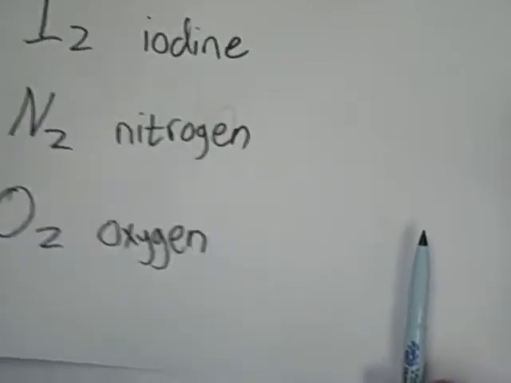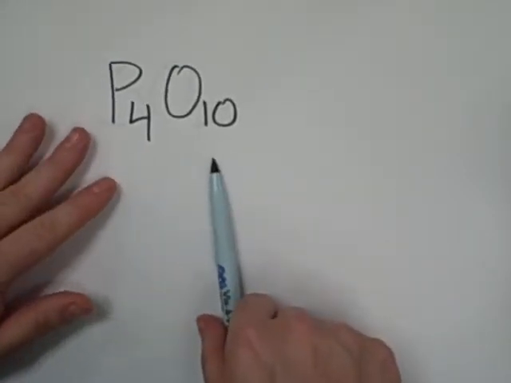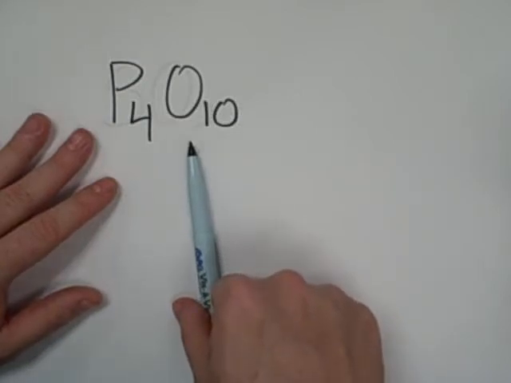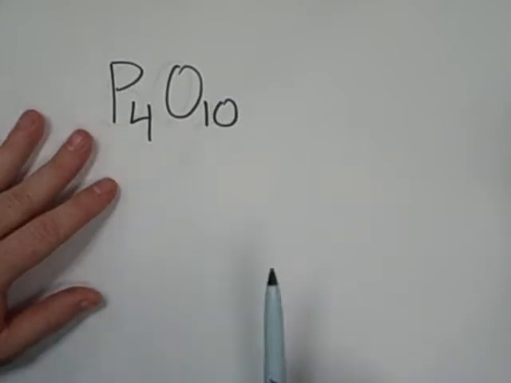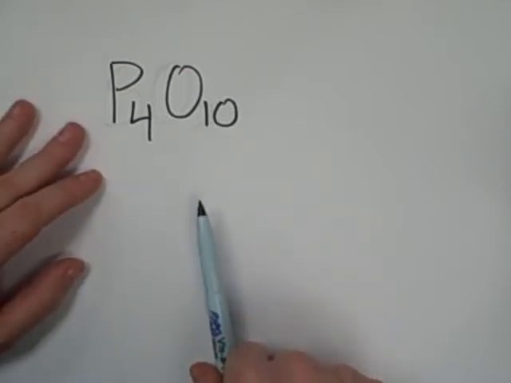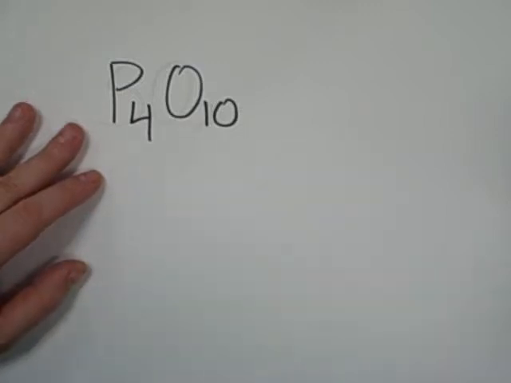Now the other type is called the binary covalent compound. The binary covalent compound is made up of 2 different non-metal elements. They have to be both non-metal. If one of them is a metal, you have an ionic compound. If both of them are metals, you have a metallic compound. But if they're both nonmetals and they're different, they're a binary covalent compound.